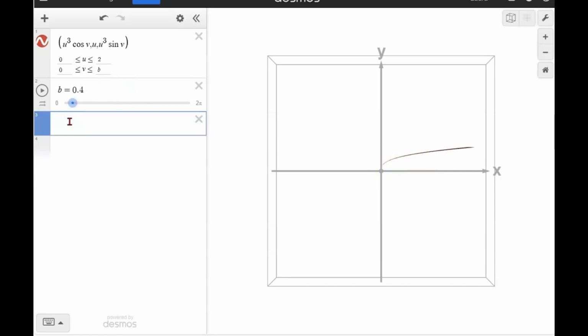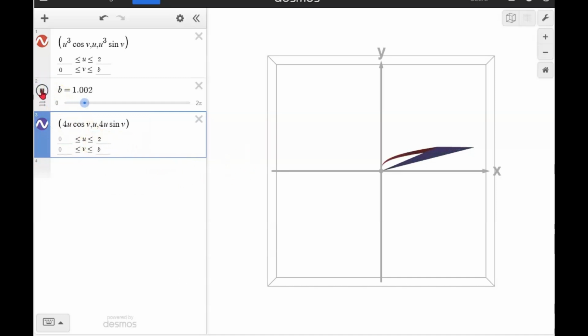And then our bottom one will be the line y equals 1/4 x. So the way that we code this is u cosine of v, u sine v. And u goes from 0 to 2 again, v goes from 0 to b. And we'll make this purple.